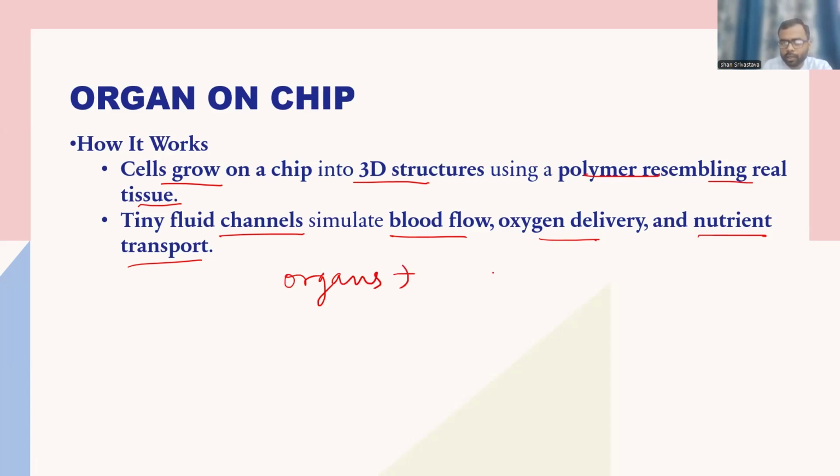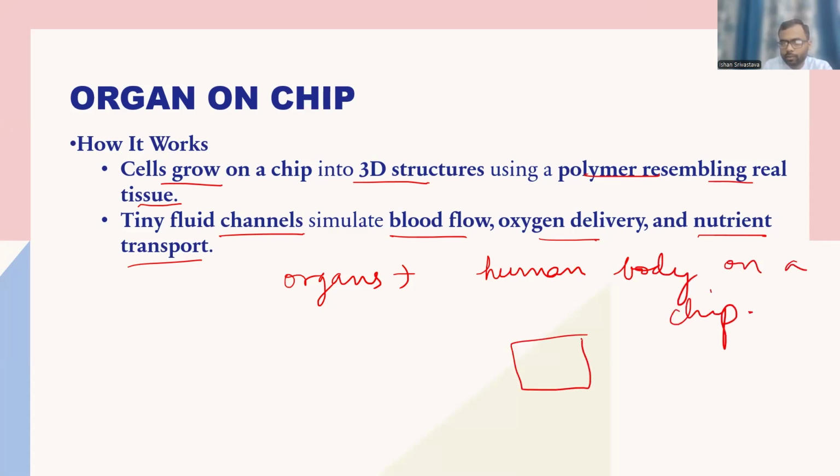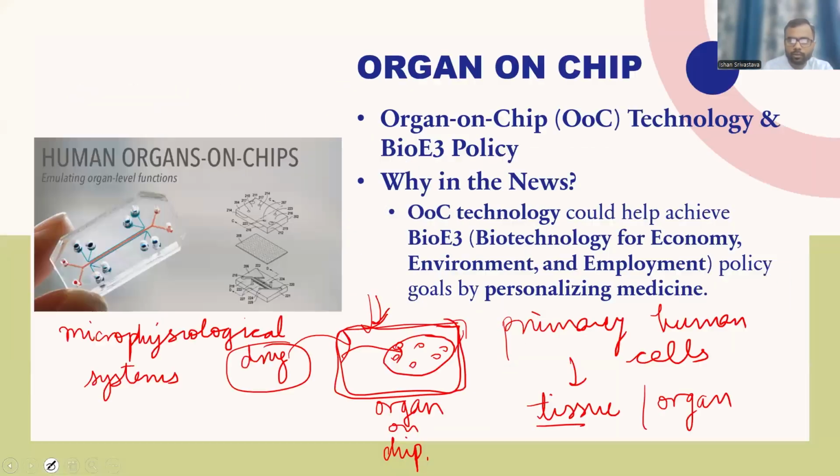Slowly, you will want to recreate the whole human body on a chip, so you can do it on a more personalized level. You can try and recreate the whole human body on a chip, and then maybe test it for the entire body system. So this is the understanding of this organ on chip technology, which has been in news because of the Bio E3 policy, right?